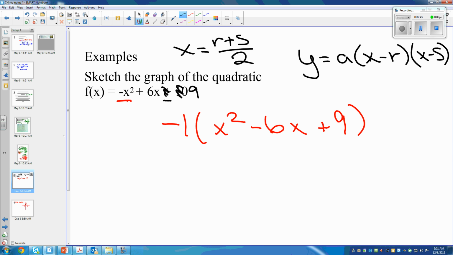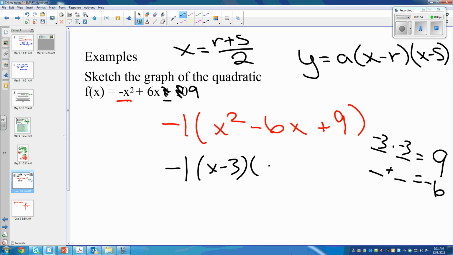Okay, so how can we factor x squared minus 6x plus 9? Well, we got to look at what times what will give us positive 9 and add to give us negative 6. Any answers? Negative 3 and negative 3. Okay. So we can write this as negative 1 times (x minus 3)(x minus 3). All right, you guys. We're just making mistakes all over.